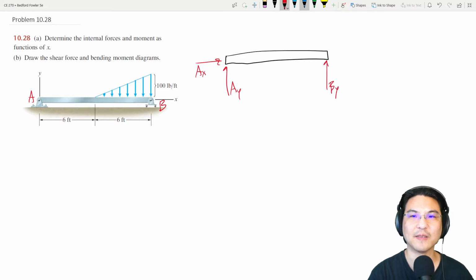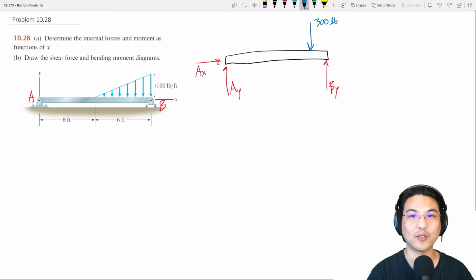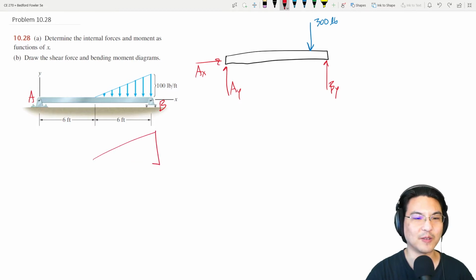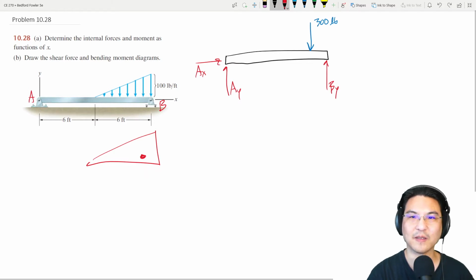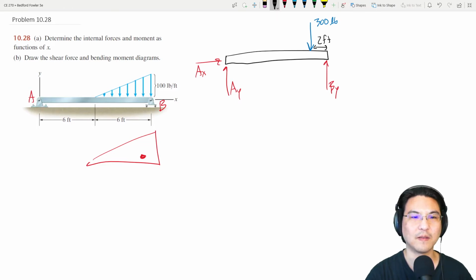Okay, and then there is a distributed load here, which I can represent as a single discrete force. The magnitude is the area of the shape, so 1/2 base times height. And then the location of this force is at the centroid of the shape. So it's a triangle, so 1/3 of the way over. So that means here to here is going to be 2 feet. Right? And then here to here is the rest of it.